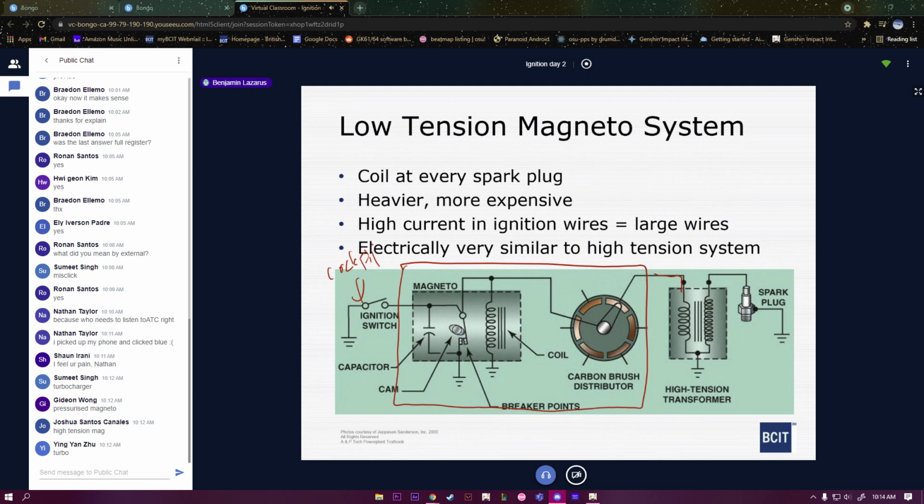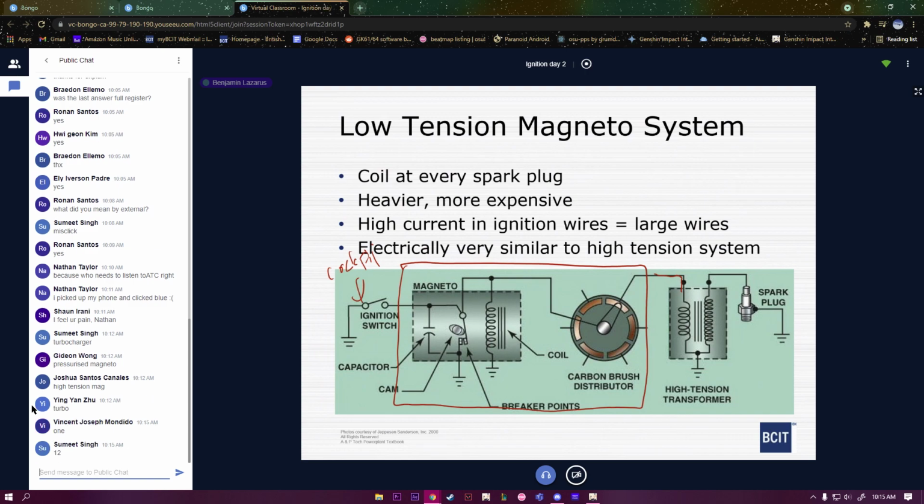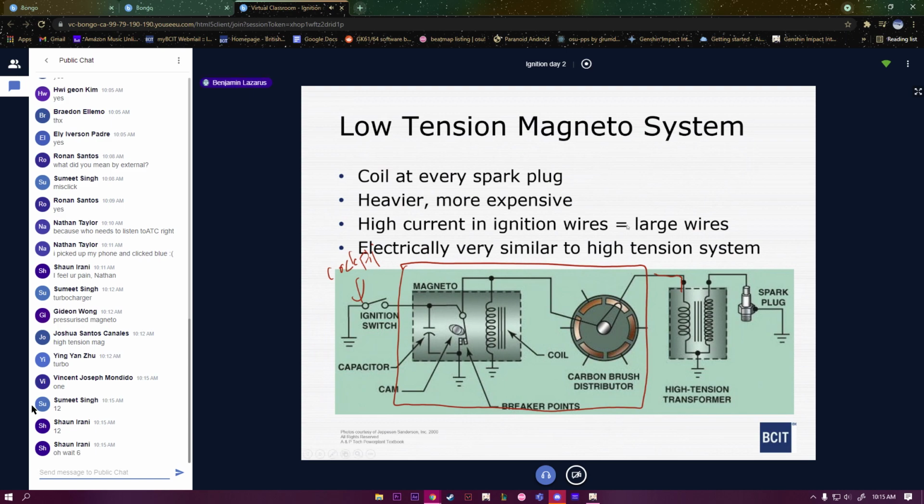How many coils are there? How many secondary coils are there on your engines in the shop? High tension mags, high tension magnetos. How many ignition coils will there be? 1, 2, 6, or 12 would be the obvious answers. Ooh. You have high tension magnetos on your engines. Each magneto has 1 coil in it.